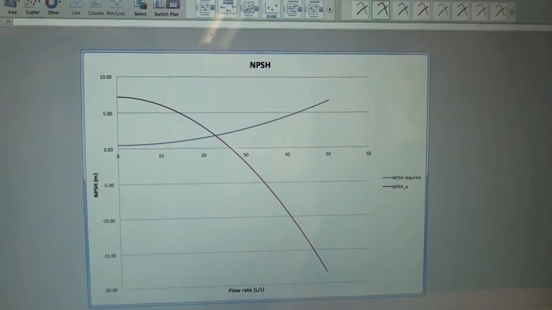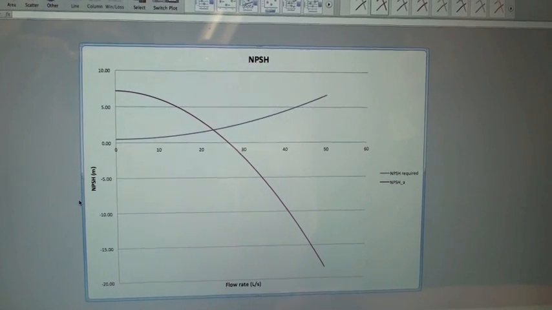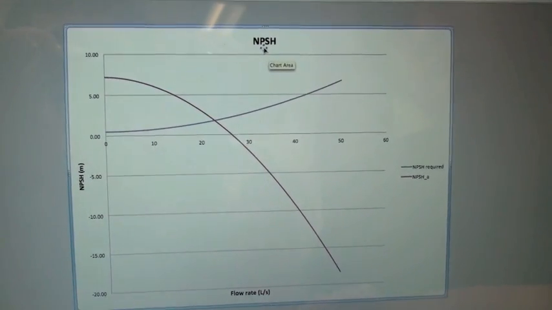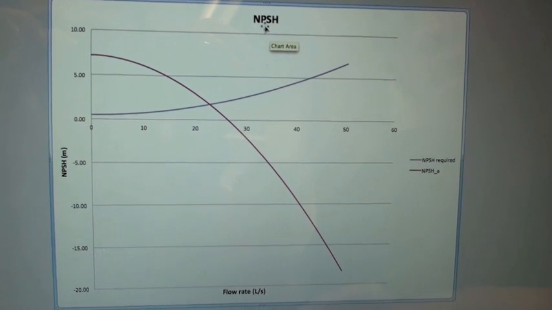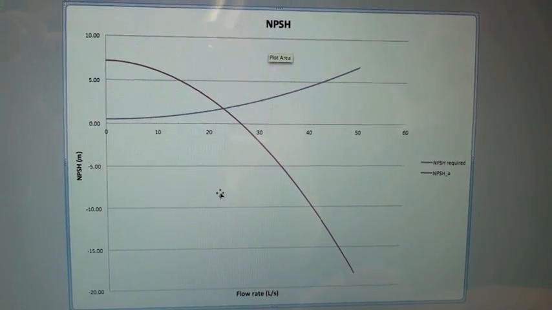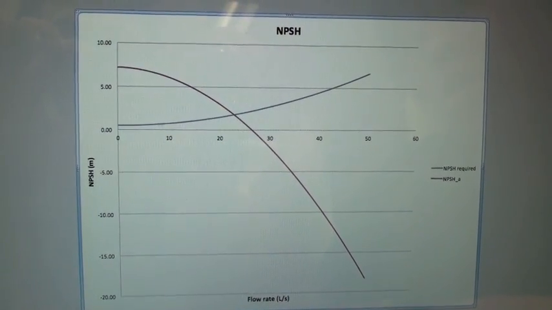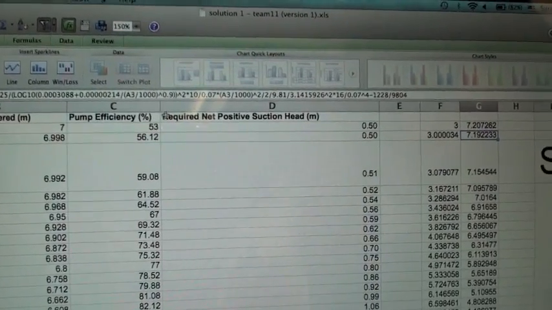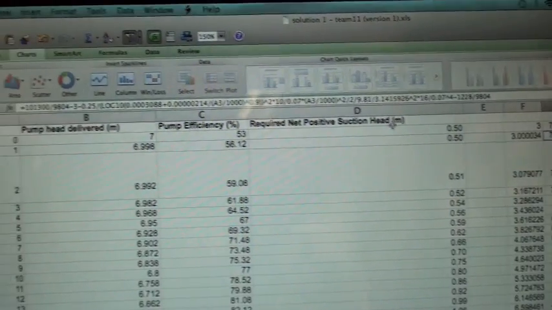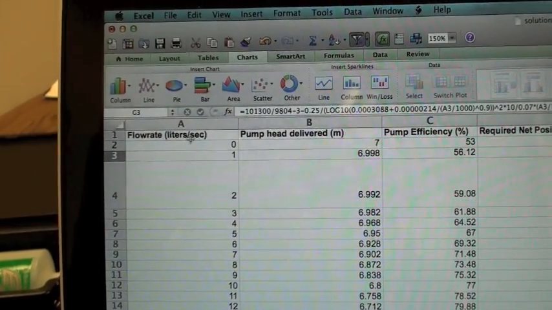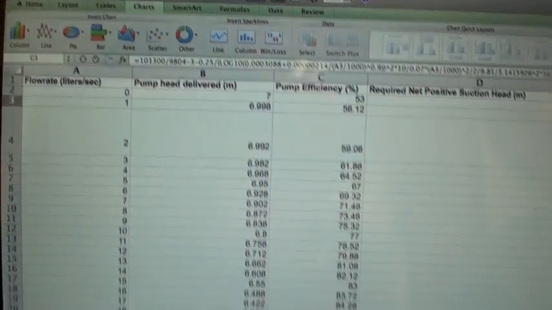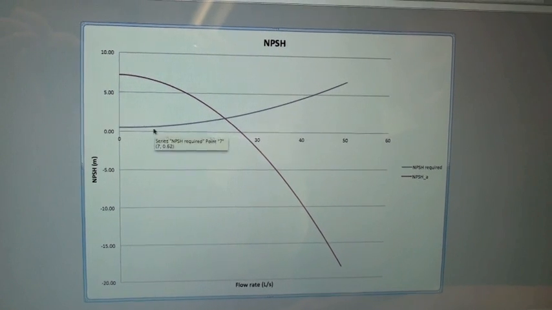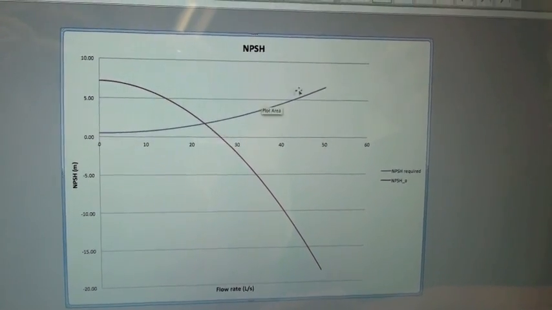So as for question 5, we're required to plot the NPSH required and actual versus the flow rate. NPSH is basically the net positive suction head. This is actually really easy. In order to obtain the NPSH required, it's actually given in the data here. So what we really need to do is plot the required net positive suction head, the data here, versus the flow rate, the data given here. And this is basically how you obtain the blue curve. This is the net positive suction head required.